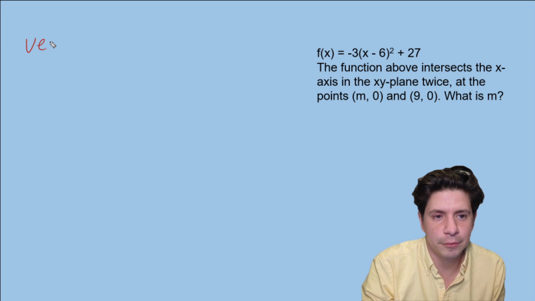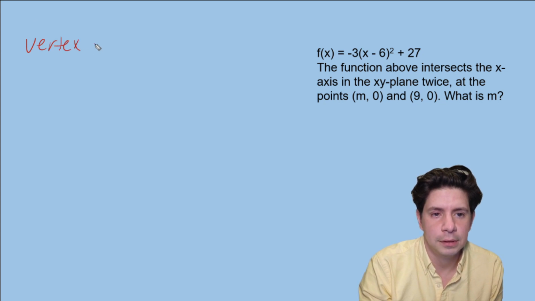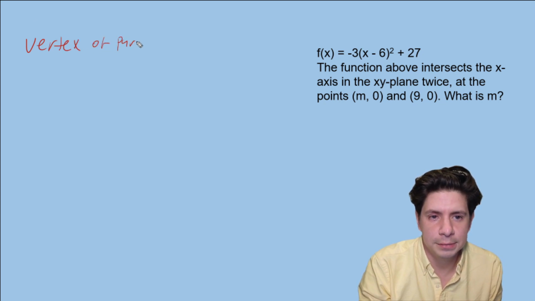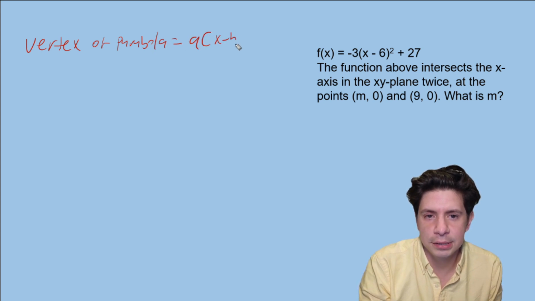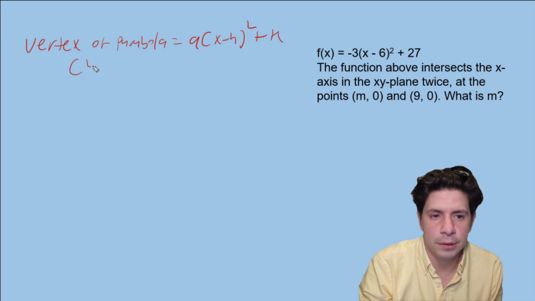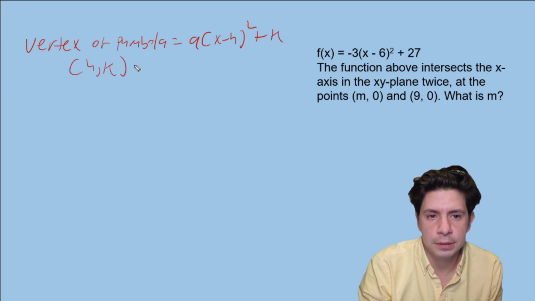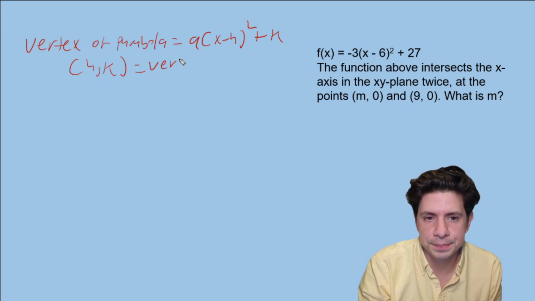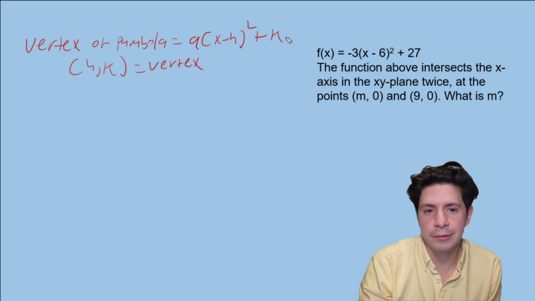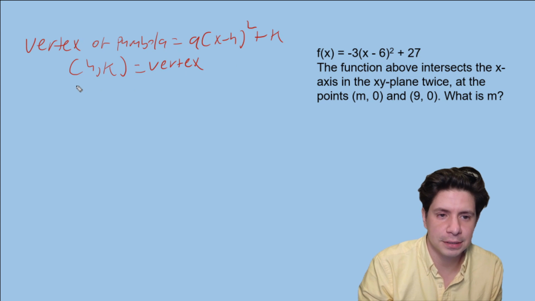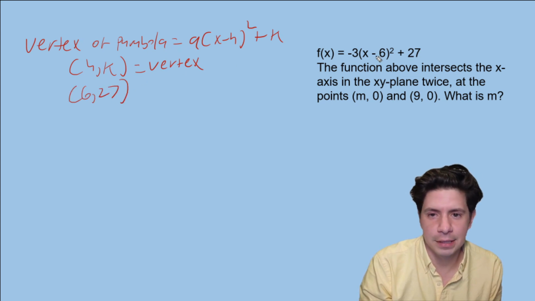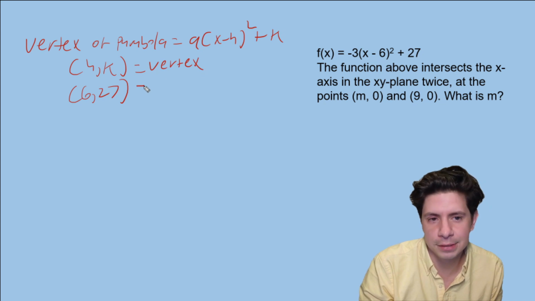So vertex form of a parabola is a(x - h)² + k, where (h, k) is the vertex. So here what we really care about is the x value at the vertex. The vertex here is (6, 27). It's always the negative of the thing inside. So it's -6, so it's going to be +6 for the vertex.